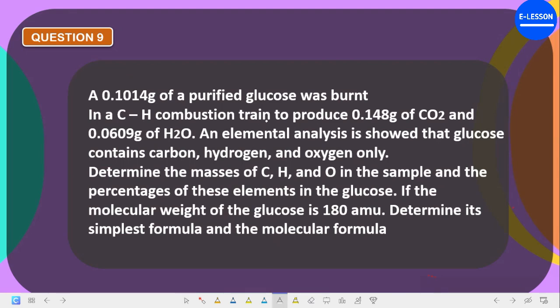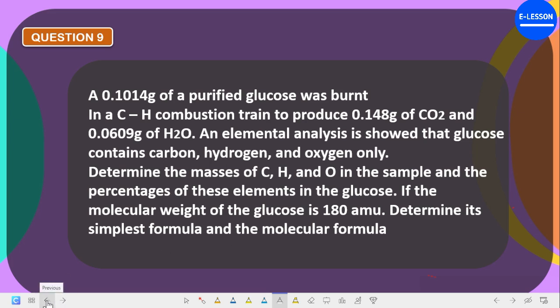So let us solve this question. The question says that 0.1014 gram of purified glucose was burned in a carbon-hydrogen combustion train to produce 0.14 gram of CO2 and 0.0609 of H2O. An elemental analysis showed that glucose contained carbon, hydrogen, and oxygen only. Determine the mass of carbon, hydrogen, and oxygen in the sample and the percentage of these elements in the glucose. If the molecular weight of glucose is 180, determine its simplest formula and the molecular formula.